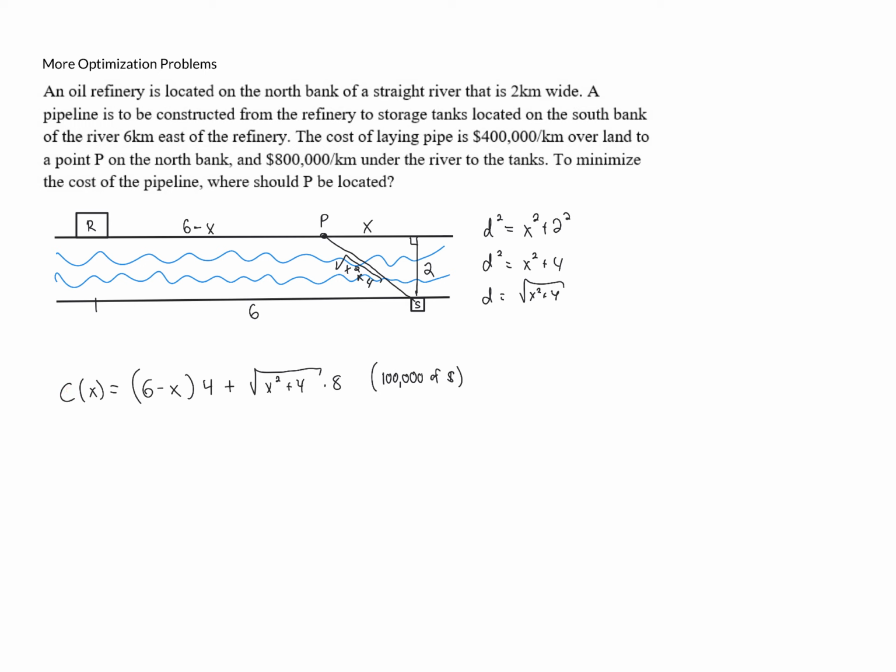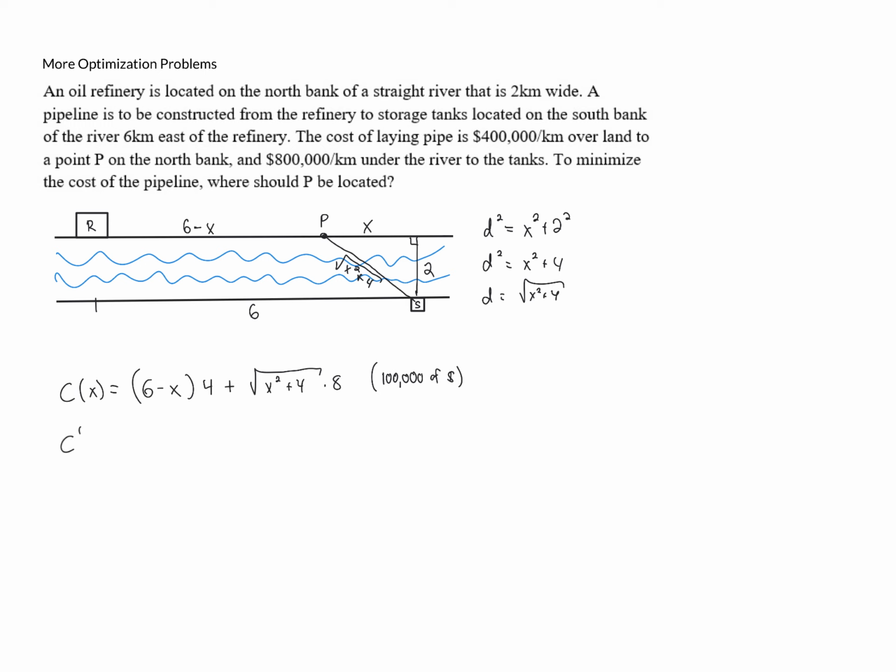It is not nice, right? We've got a square root of a polynomial, but one nice thing is that it's already only in terms of one variable, x. So we don't have to use some sort of a restriction like we did in some of the other problems to eliminate one of the variables. We are just ready to differentiate at this point.